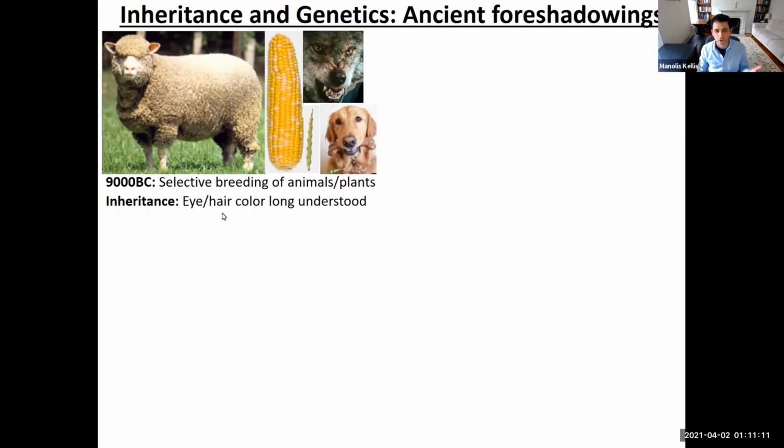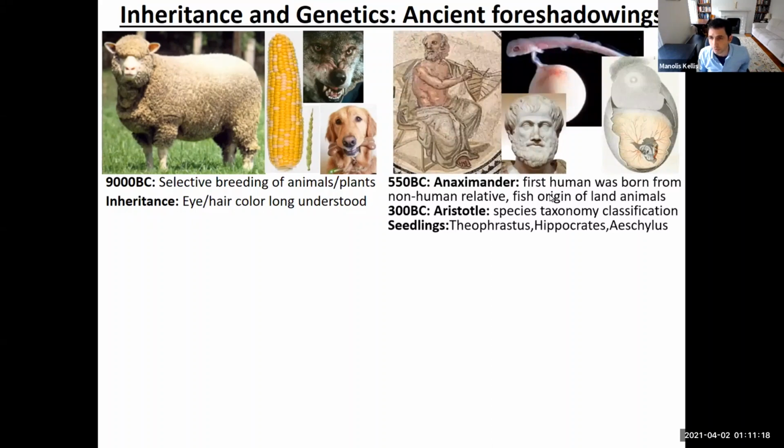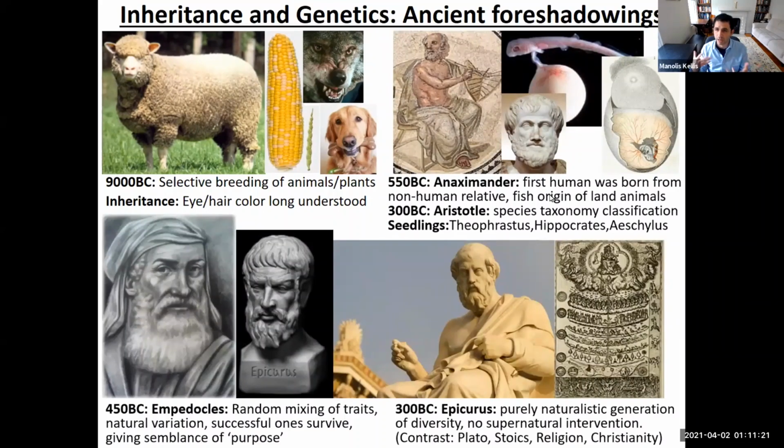And people have long understood the inheritance patterns of eye and hair color and so on and so forth. And for a long time, people have hypothesized how inheritance actually happens, starting from ancient Greece and then continuing through the ages. People have understood that there's probably something with random mutation, with random mixing of traits, with natural variation, and then survival of the successful ones, which appears to be giving semblance to purpose.